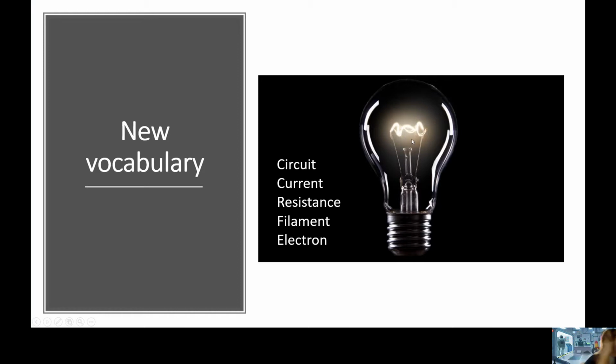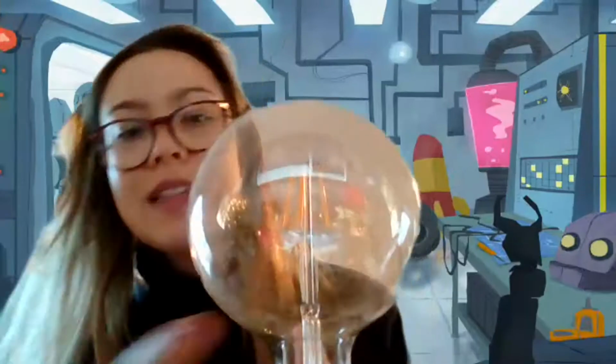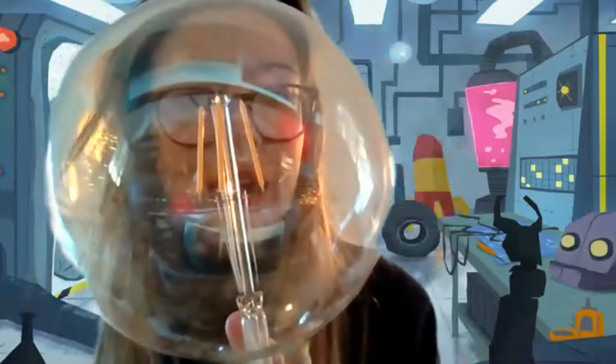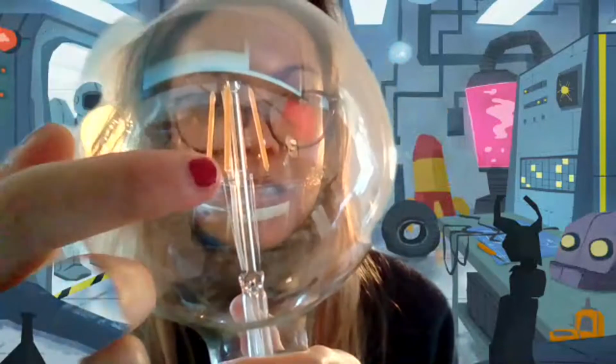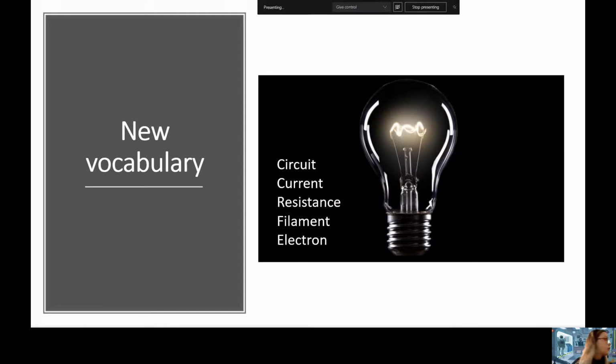And as I showed you in this light bulb, let me come off screen for a moment again. This is the filament right there. You can see that yellow thing is the filament, and that is what allows a light bulb to shine. Going back to the screen.